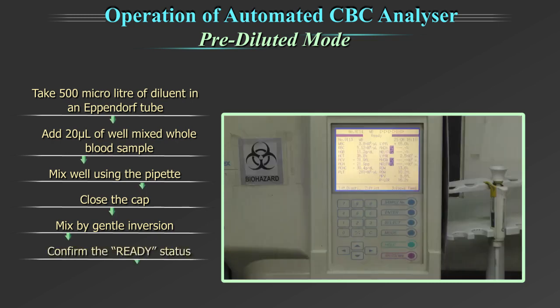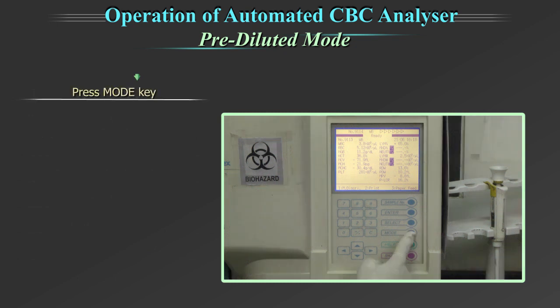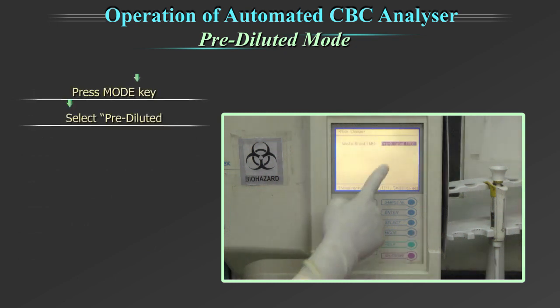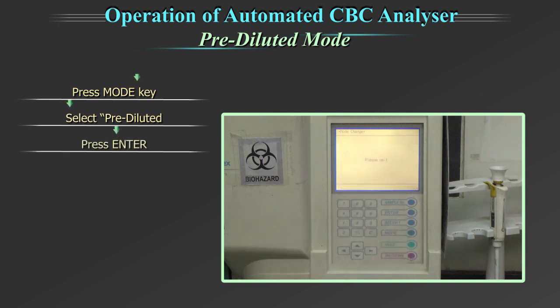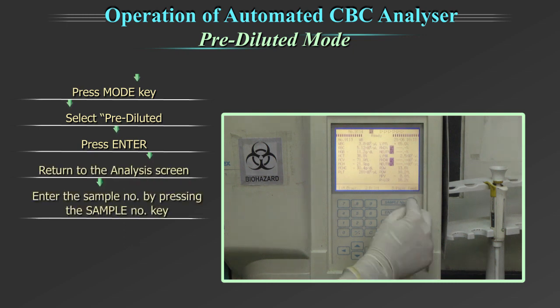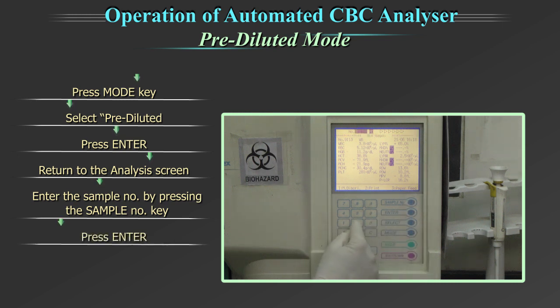Confirm the ready status. Press Mode key to display the Change Mode screen and select the pre-dilution mode. Press Enter to change the analysis mode and return to the analysis screen. Enter the sample number by pressing the sample number key and enter to fix the sample number. Now, the machine is ready for analysis.